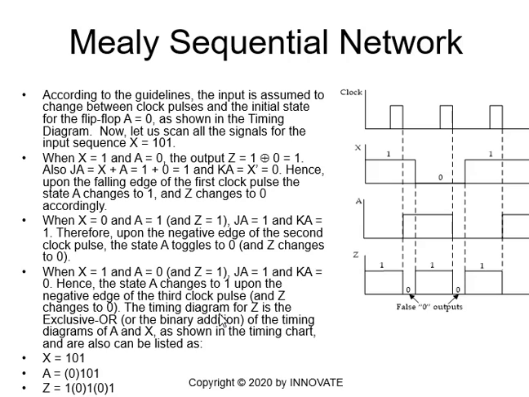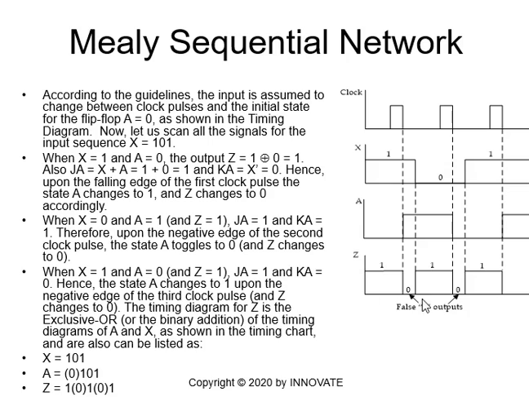And the timing diagram for Z is the exclusive OR, or the binary addition, of the timing diagrams of A and X, as shown. If you'd like to verify this, it's true. From the timing diagram, without thinking, we can find the timing diagram of Z by taking the exclusive OR between X and A, and you will find the same results.